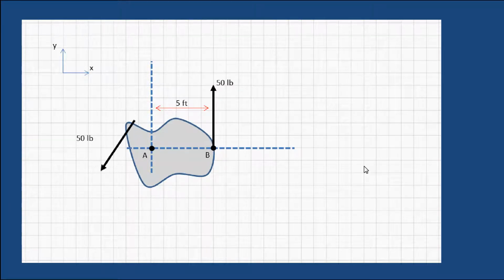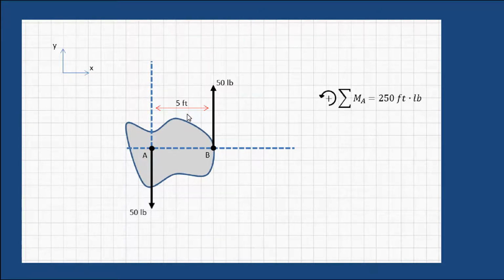Now we can take this 50-pound force, again rotate it 90 degrees, again allow it to pass through point A, and now we have two forces that are equal and opposite to each other with parallel lines of action, with the total distance between them being 5 feet. In this case, the moment about point A remains 250 foot-pounds, because this second 50-pound force again passes through point A. But in this case, the sum of the forces in the x direction and the sum of the forces in the y direction equals 0.